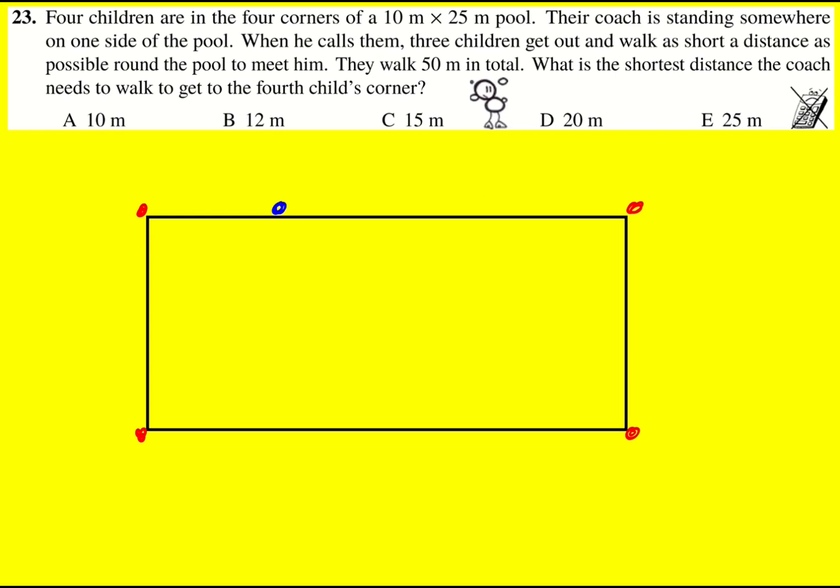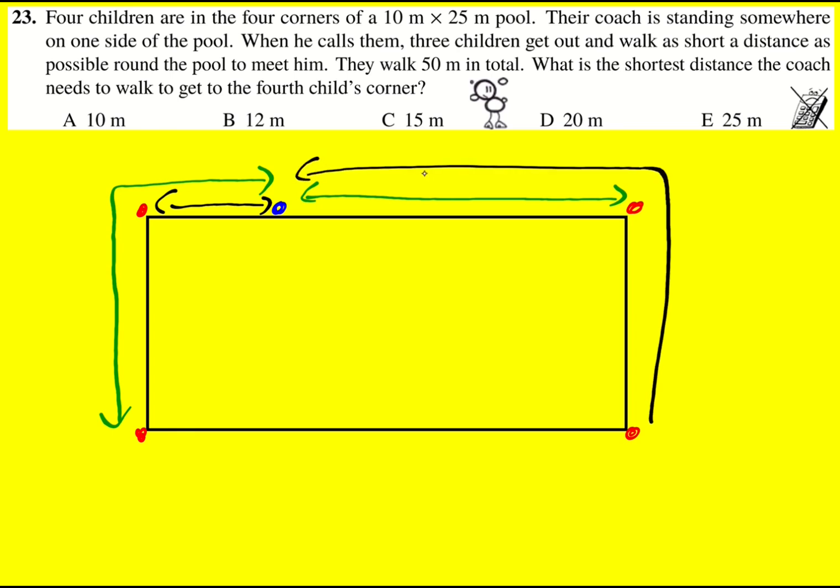Now, looking at this, we can see that if we consider 2 children on opposite corners, then the top right would walk this distance, and the bottom left would walk this distance. And this is half of the perimeter. And if we apply that to the other pair as well, we've got this and this, which is also half the perimeter.